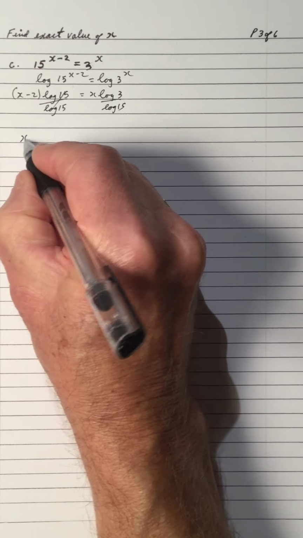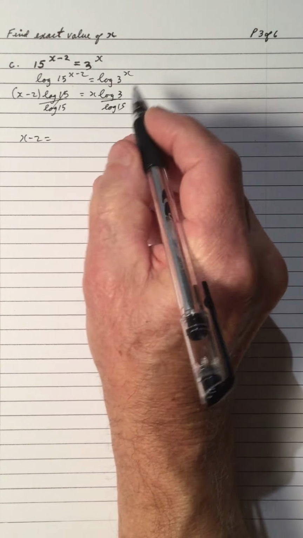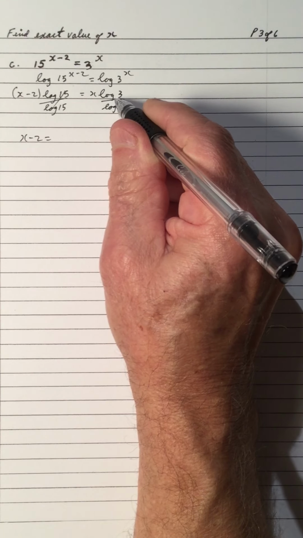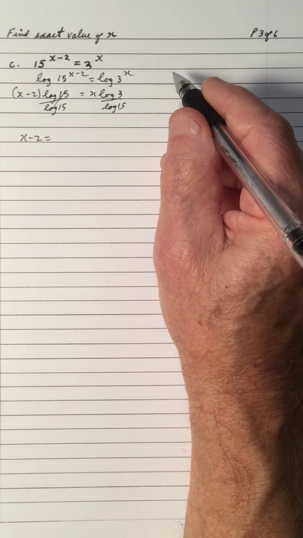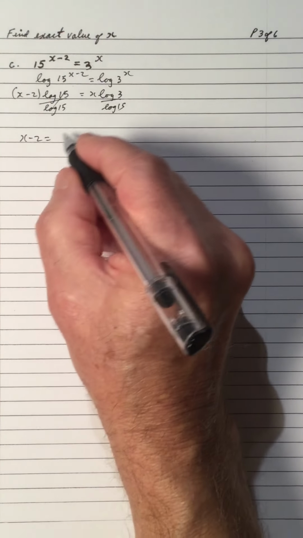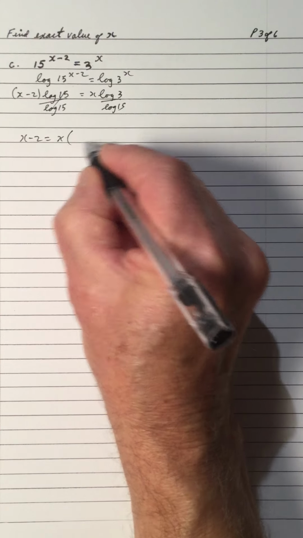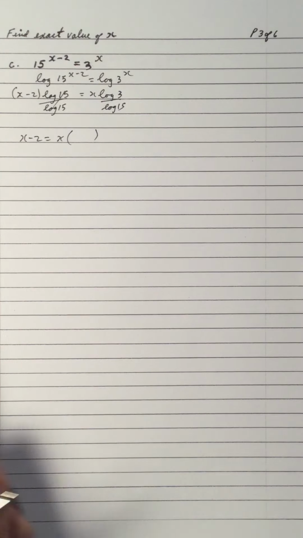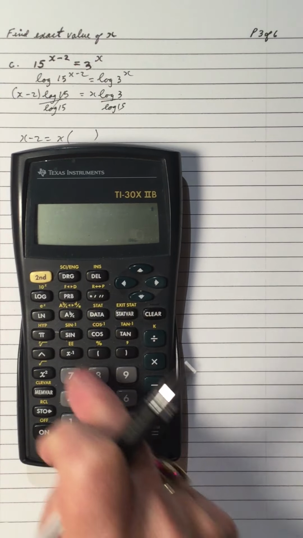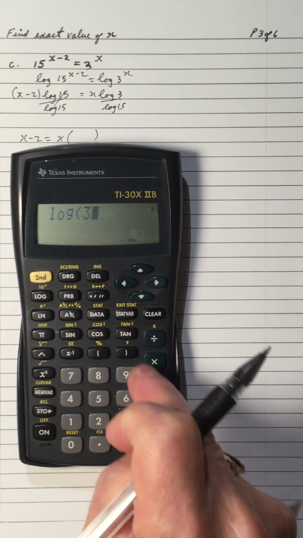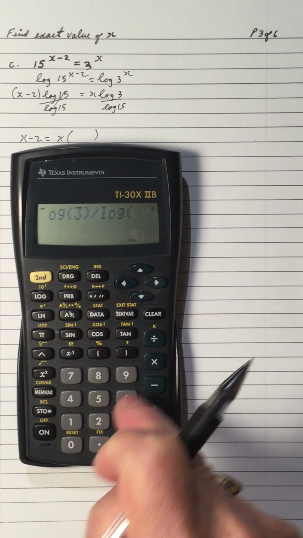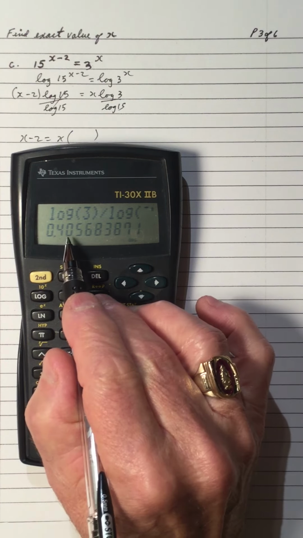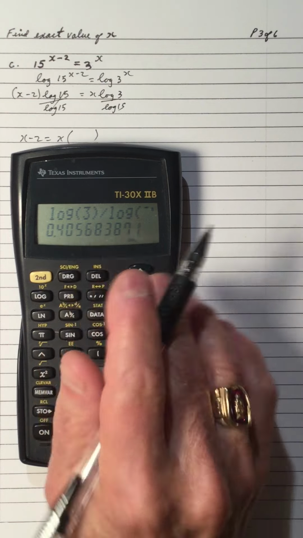They cancel, so I have x minus 2 equals... I could work this out as a decimal, but okay, I'll continue on with the other way. And that is x. So now I can take the log of 3 and change it to a decimal. So log 3 divided by log 15 gives me a decimal. To the nearest hundredth, that's 0.41.